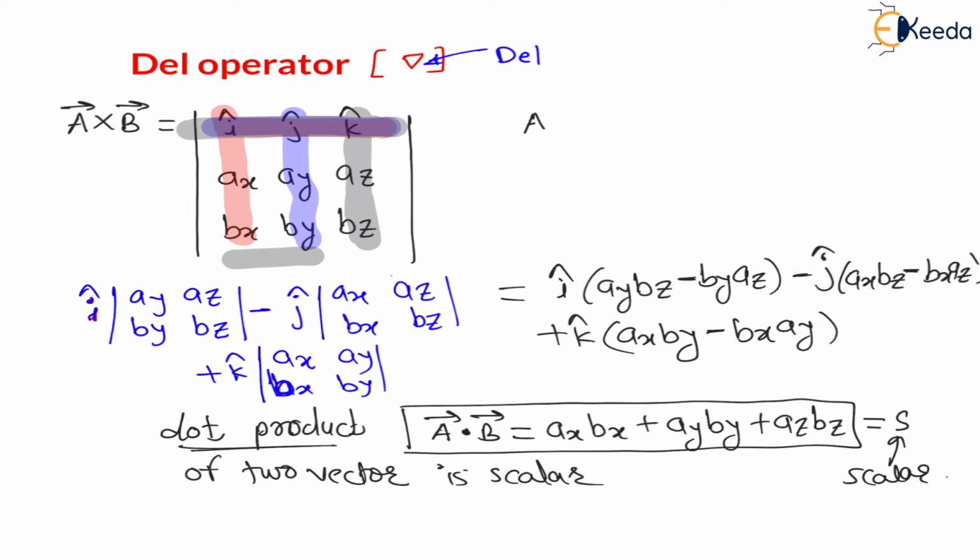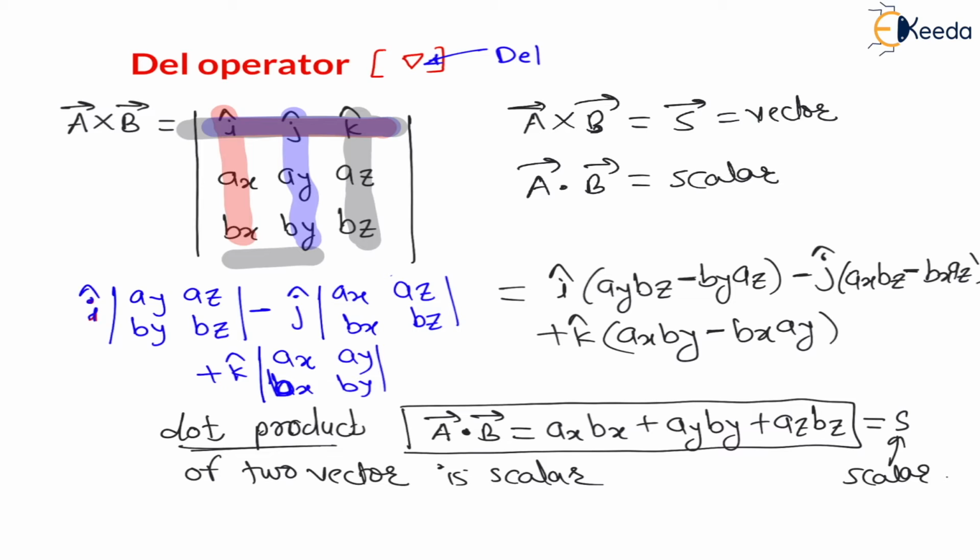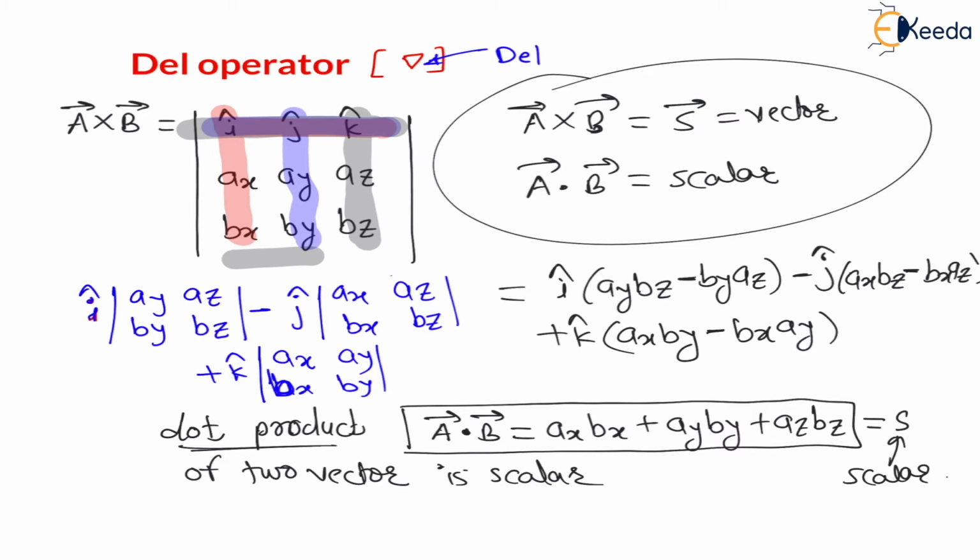Means cross product is also a vector quantity. Therefore, vector a cross vector b is nothing but again another vector. Cross product of two vectors is always a vector, and dot product of two vectors is always a scalar. This is very important. Now with this basic understanding, let us move forward to understanding del.